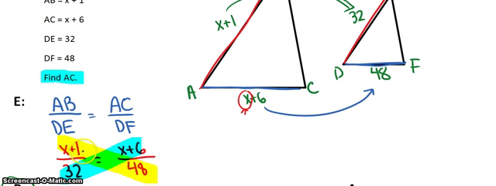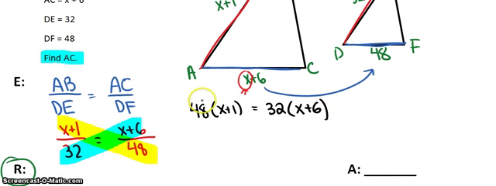Okay, so in order to cross multiply, you're going to multiply all of this by all of this. So I'm going to take 48 and multiply it by all of x plus 1. The reason I keep saying all is because you're going to have to distribute. I'm going to take 32 and multiply it by all of the x plus 6, the whole side, not just the x. So I'm going to have to distribute the 48 out, and I'm going to have to distribute the 32 out.